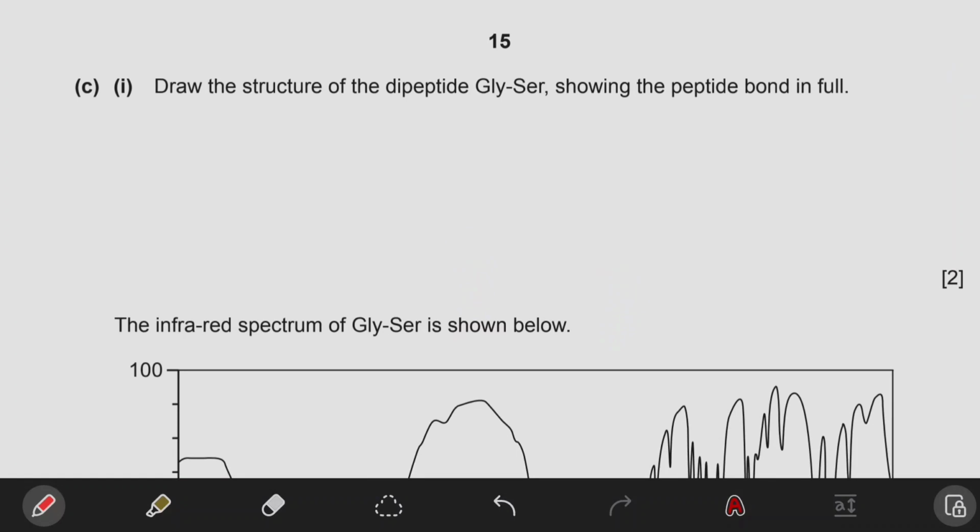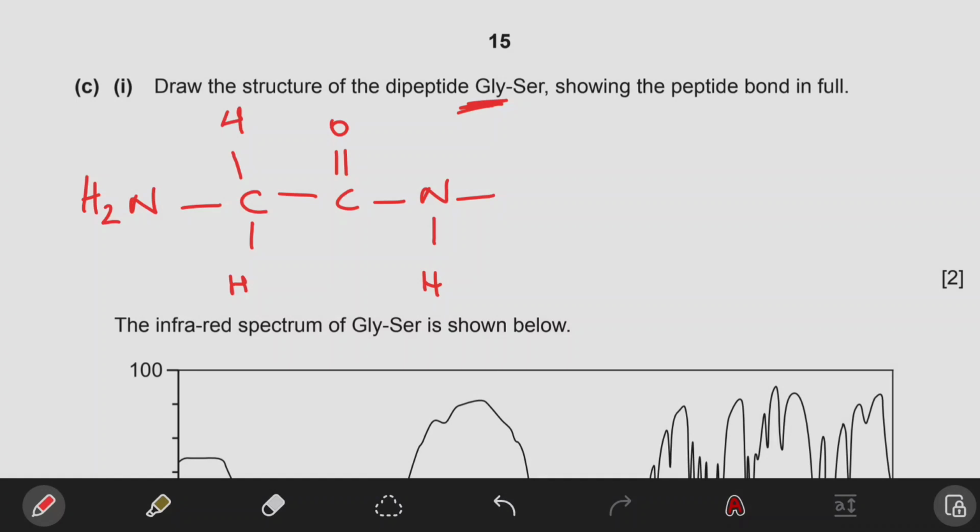Part C. Draw the structure of the dipeptide glycine and serine, showing the peptide bond in full. Okay, so H2N. First of all, always if the glycine is at the start, you have to show glycine first. Side chain is just an H. And then serine's R group is CH2OH, and here H, COOH.